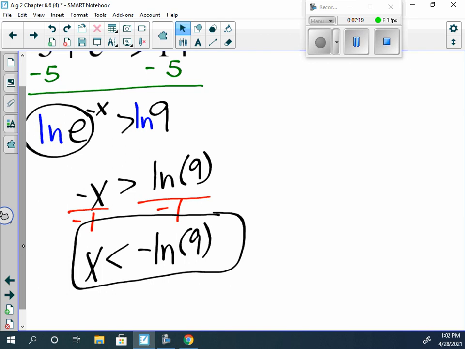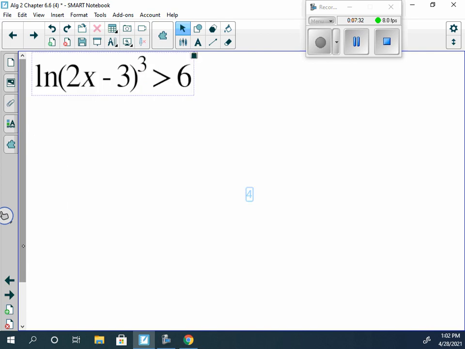Any questions on any of these so far? Okay. Let's look at our first logarithmic inequality. The natural log of 2x minus 3 cubed is greater than 6.